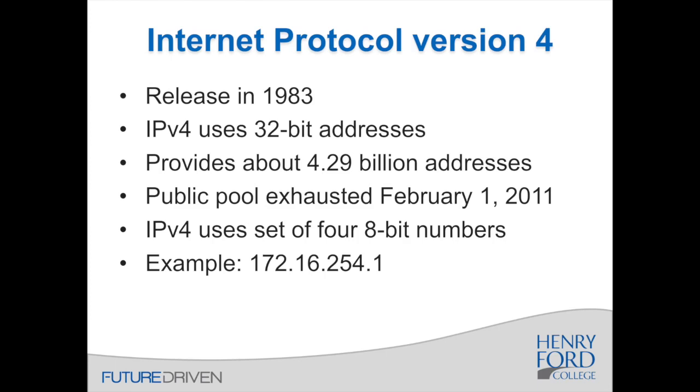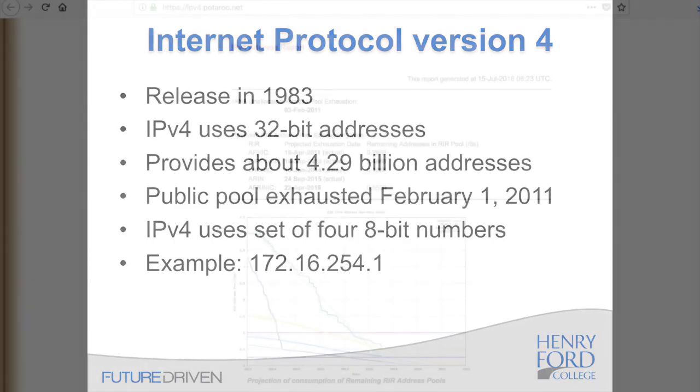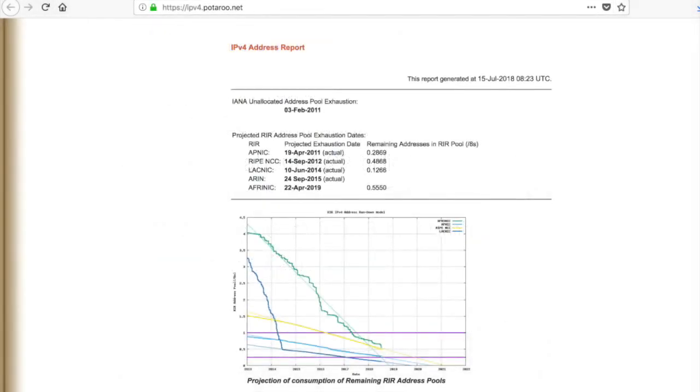After all, it was in the 1980s that Bill Gates said that a PC computer would never need more than 640K of RAM. That turned out to not be true, and the public pool of IP addresses in the IPv4 scheme was exhausted February 1st, 2011, when the last network blocks were assigned out from where they're assigned from.